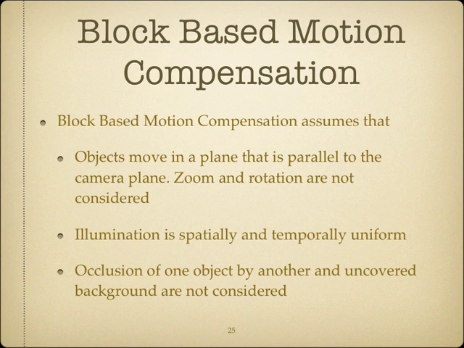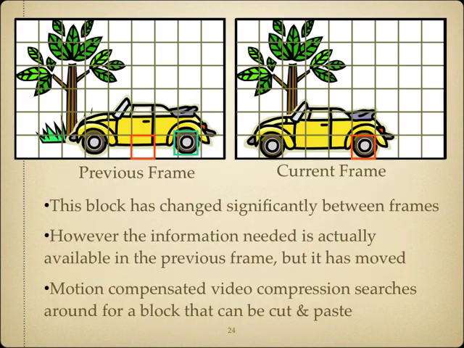Any questions on that? So motion compensation allows you to reuse blocks from the previous frame in the current frame, even if they've moved. And so this orange block here in the current frame, when you compare it to the same position in the previous frame, it's very different. But the information that we're looking for is in fact there. It's just moved. Get the idea?